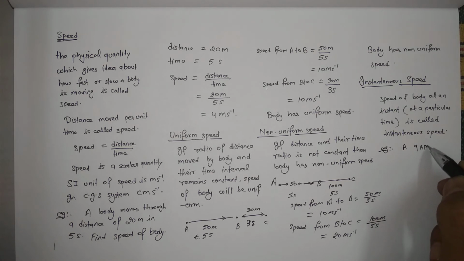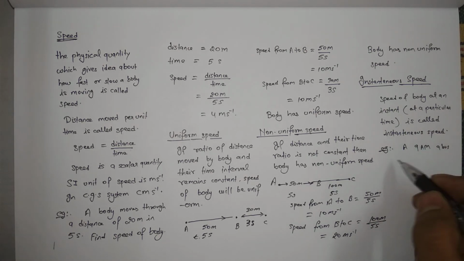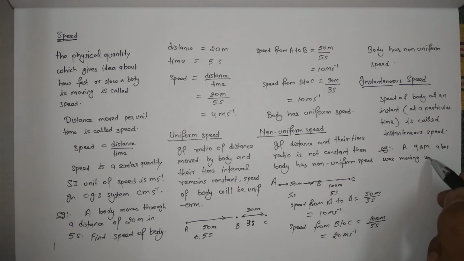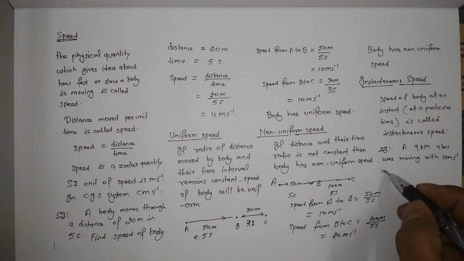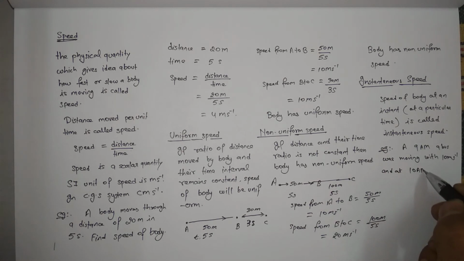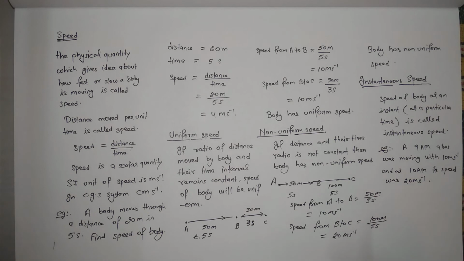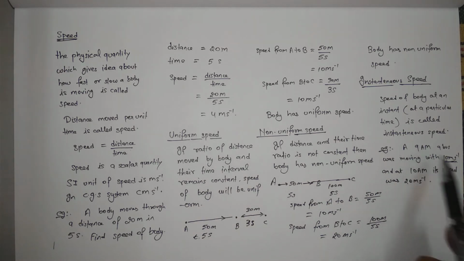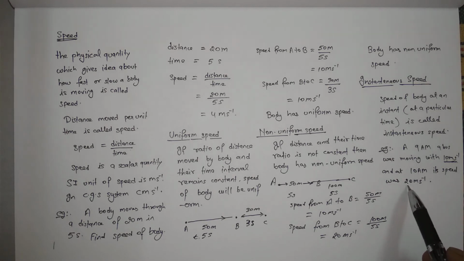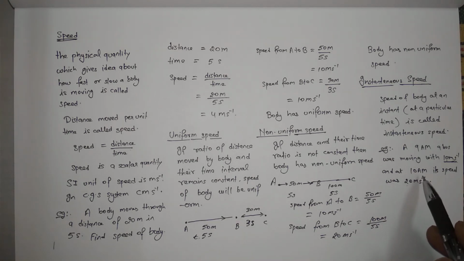For example, at 9 a.m. a bus was moving with 10 meter per second, and at 10 a.m. its speed was 20 meter per second. So at 9 a.m. a particular speed is of 10 meter per second. This is instantaneous speed. That's mean speed at 9 a.m. and this one is speed of the bus at 10 a.m.